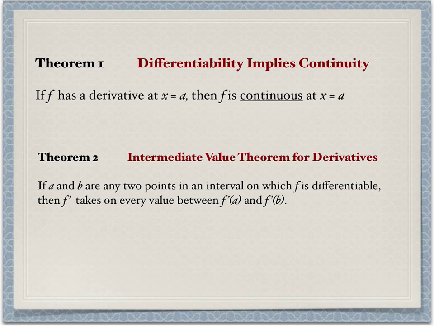A couple of theorems here just to finish out. First one is one we'll refer to quite a bit. Differentiability implies continuity. So the idea is if a function has a derivative at a particular point, then we are sure that the function must be continuous there. So if we know a derivative exists, then we can be sure that the function is continuous at that point.